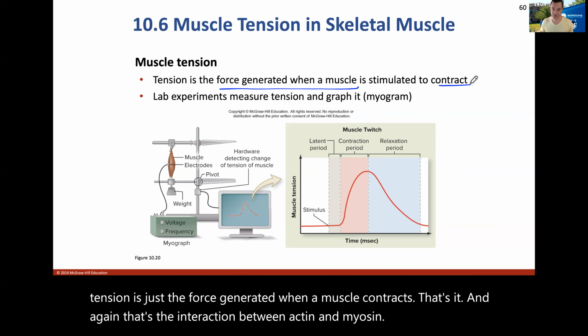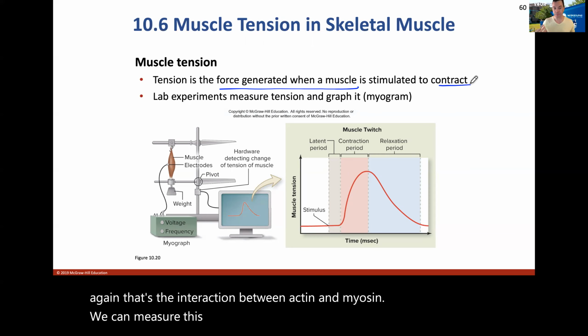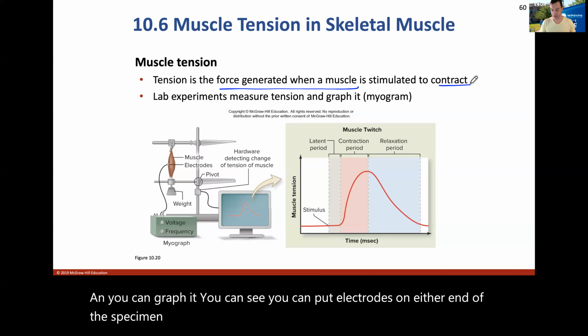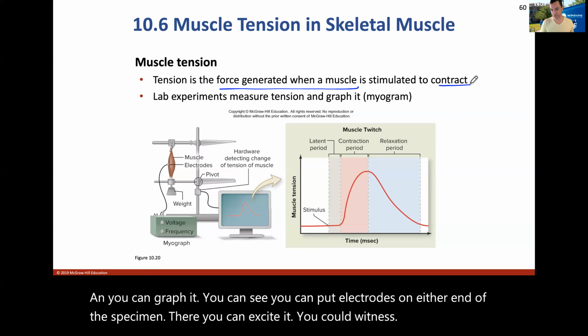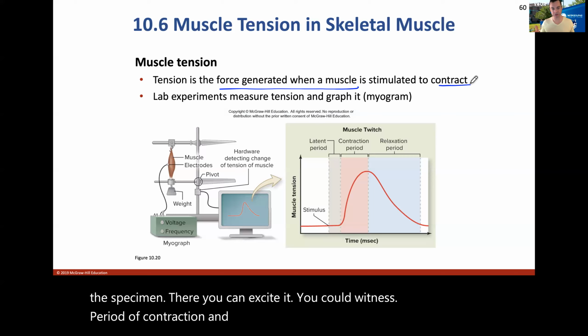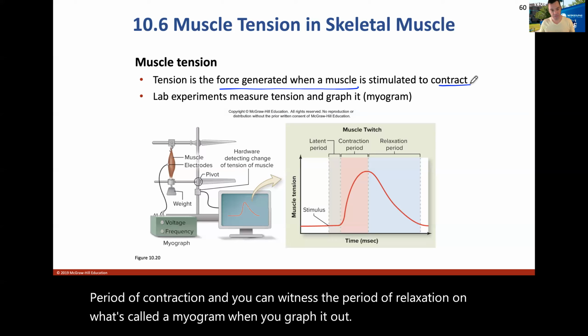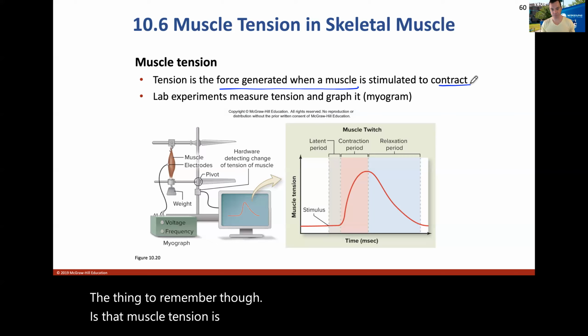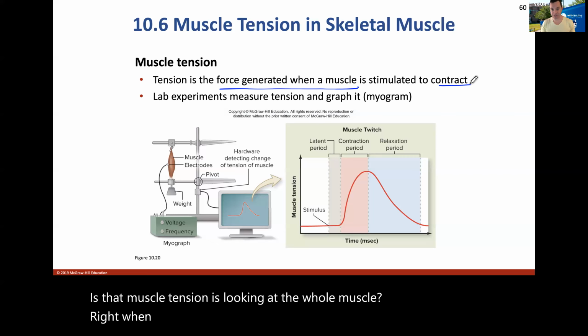We can measure this. We can see it when we are in a lab. And you can graph it. You can put electrodes on either end of the specimen there. You can excite it. You can witness the period of contraction, and you can witness the period of relaxation on what's called a myogram when you graph it out. The thing to remember, though, is that muscle tension is looking at the whole muscle. Right? When we look at this in a lab setting, we are looking at an individual muscle twitch.